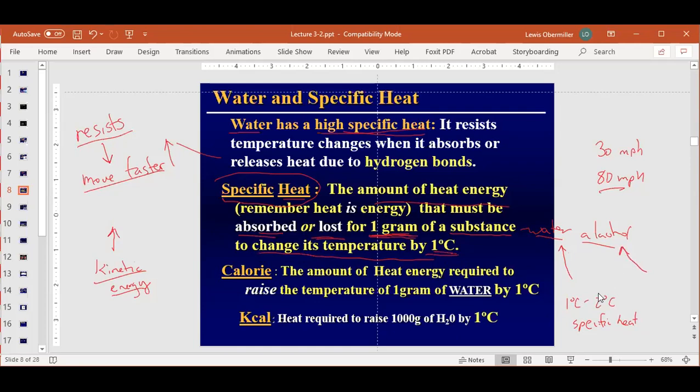And the same thing with alcohol. I might have to put less energy into alcohol to get it to change from 1 degree to 2 degrees, or one total degree Celsius. And then other substances and so on and so forth.